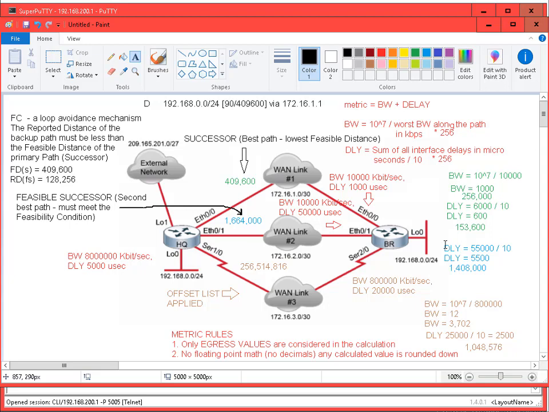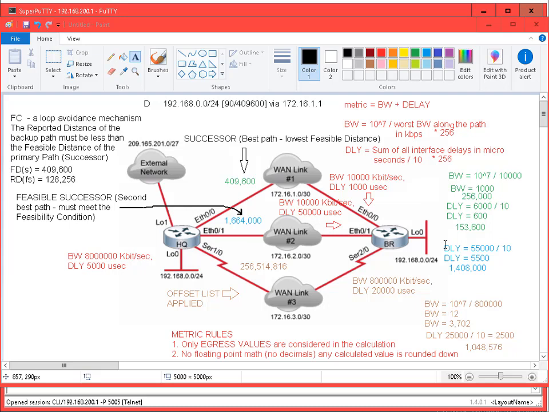But overall, I hope that overall this makes sense. I mean, you look at the diagram; it's maybe a little confusing, but this is the algorithm. This is DUAL. This is what's happening, and this is how EIGRP is making a decision.